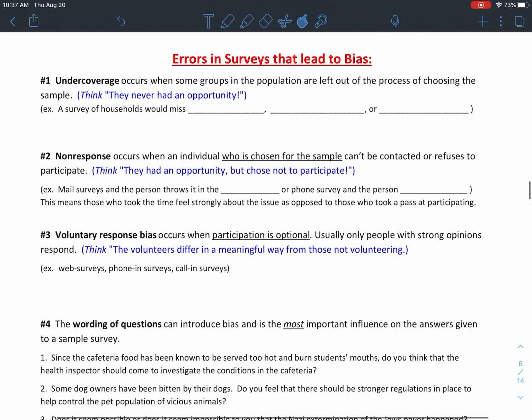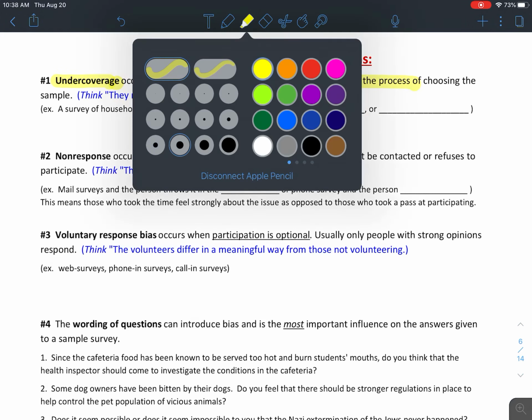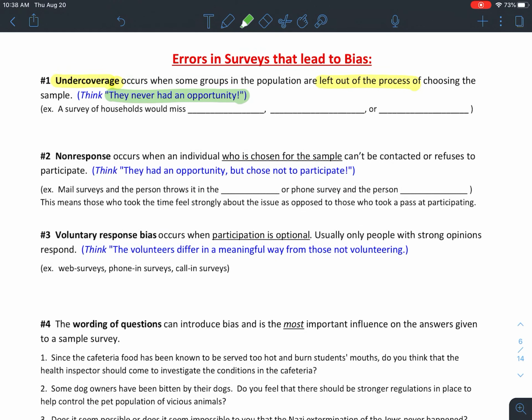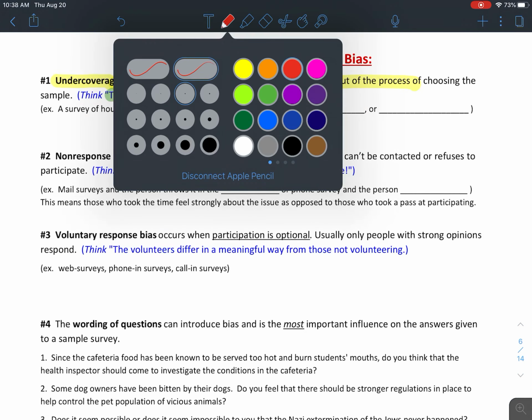All right, now let's talk about some errors that could occur in a survey. The other two things we just discussed were bad ways to collect a sample, but now we're going to think about some errors that could happen in your surveys. The first one is called undercoverage. And just by the very name of this, you can think undercoverage is something that occurs when some groups in your population are simply left out of the process of choosing the sample. So in other words, they never had an opportunity to be selected.